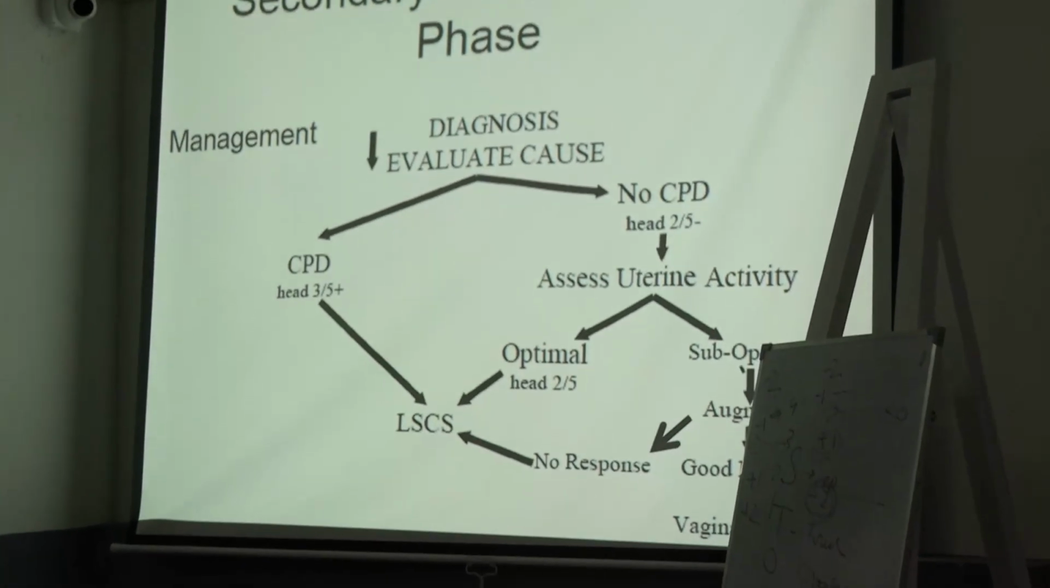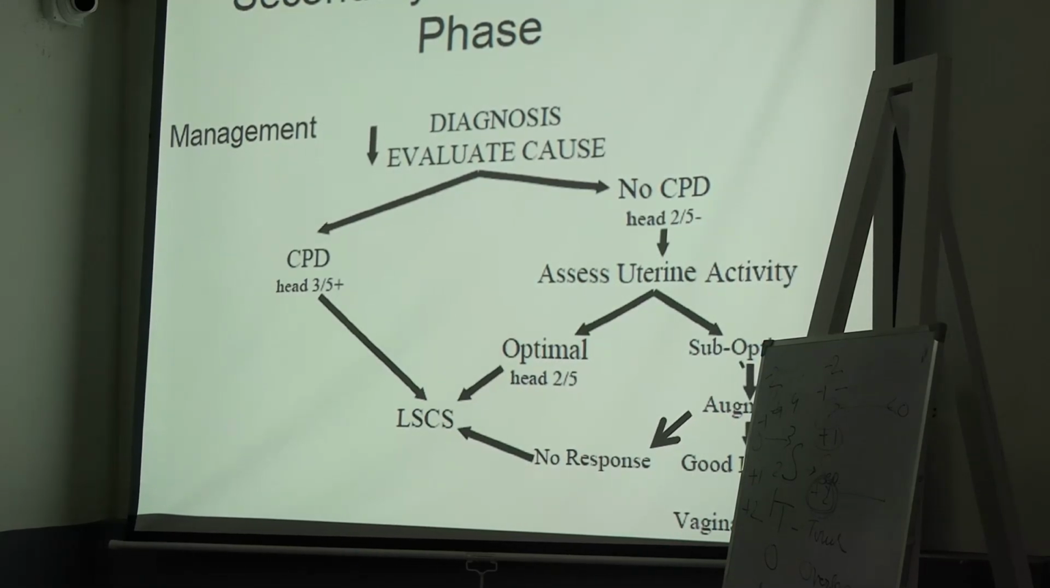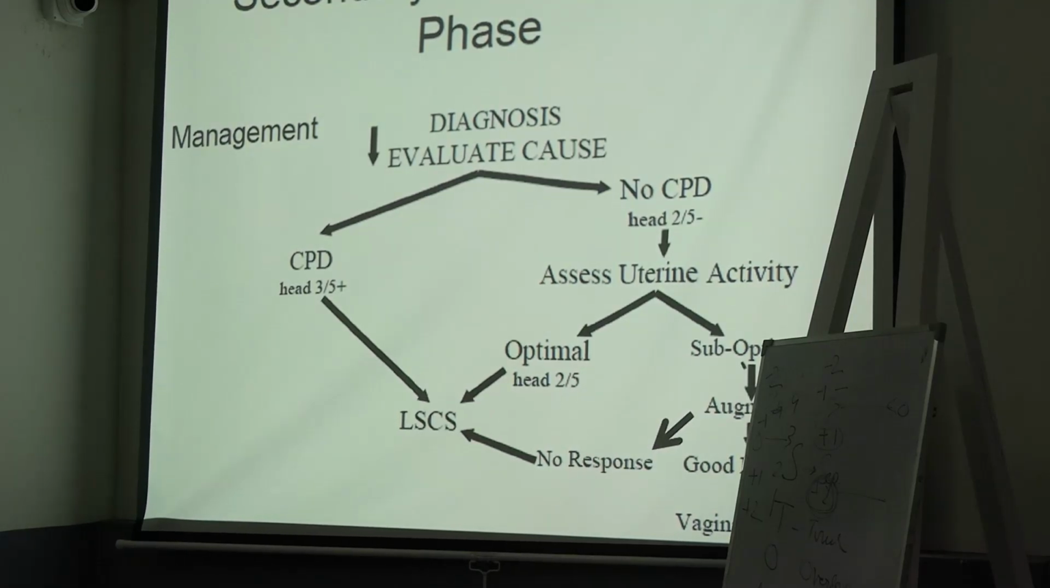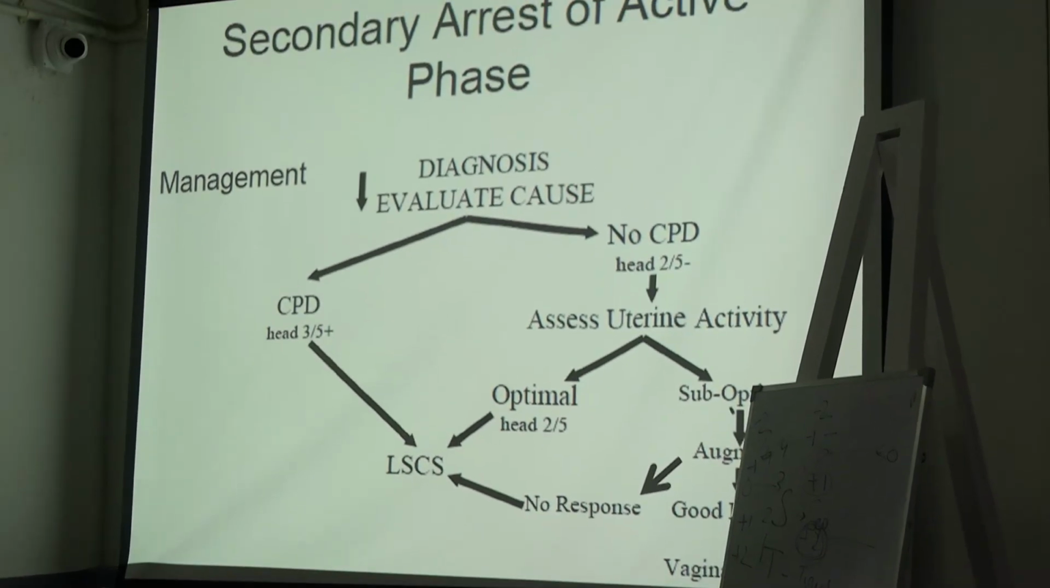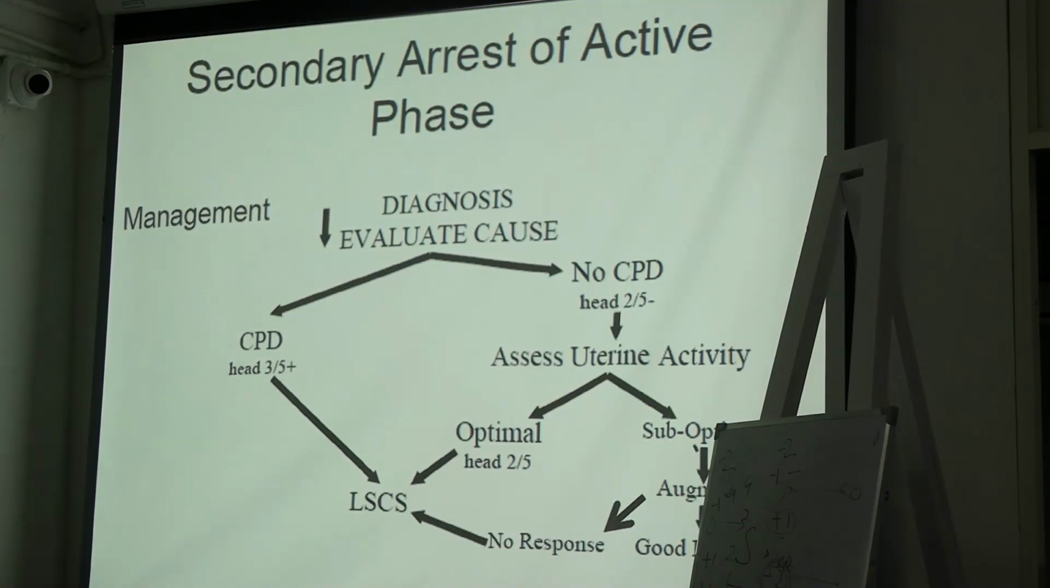What is the arrest of the active phase? If the progress of labor is not there for 4 hours, if you monitor after 4 hours and it is the same, that is the arrest of active phase of labor. Suppose at 2 p.m. you have done the PV, it was 4 centimeter. After 4 hours, that is 6 p.m., you have done the PV, it is still 4 centimeter. That's it, arrest of active phase of labor.